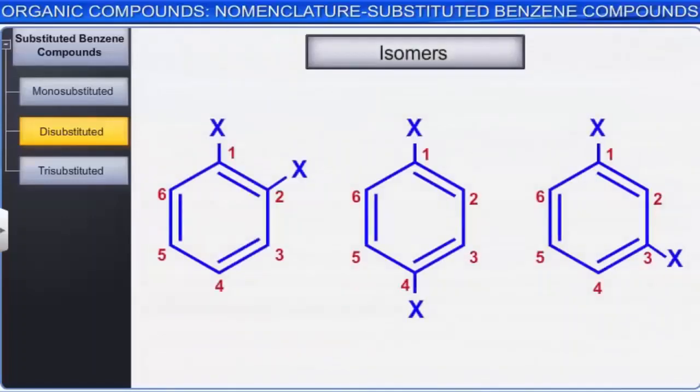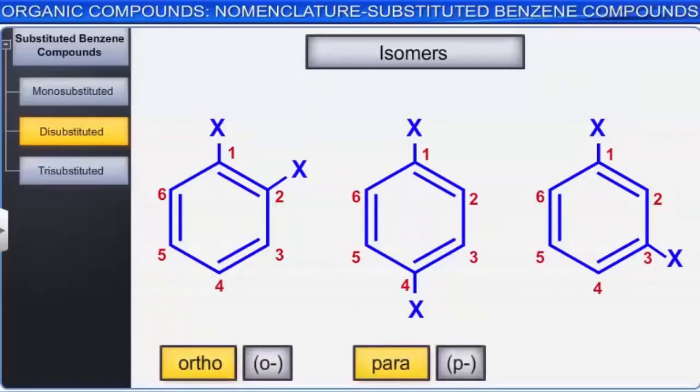3 isomers are possible for a disubstituted benzene. These 3 isomers are differentiated in the trivial system by using the names ortho, para, and meta, which are abbreviated as O, P, and M respectively. The positions of the substituents in a disubstituted benzene is thus indicated by using the appropriate prefix ortho, meta, or para.